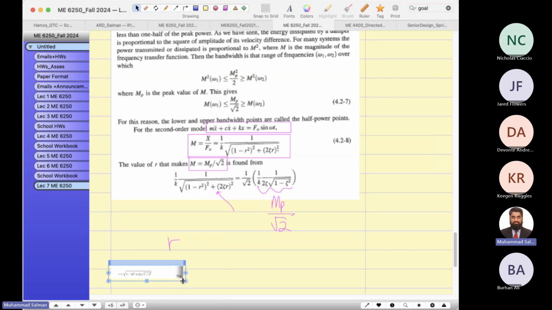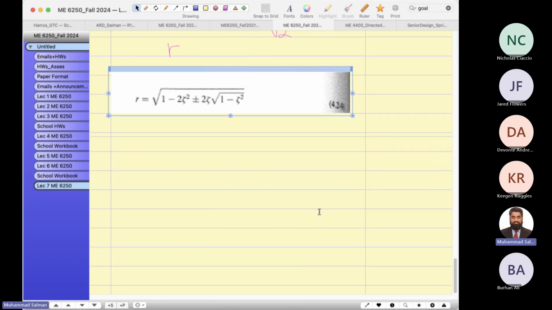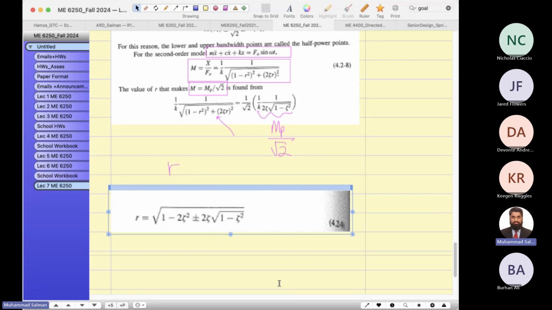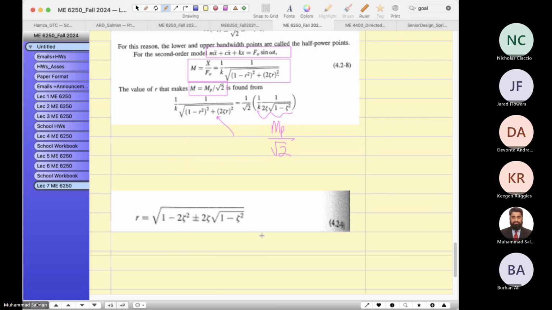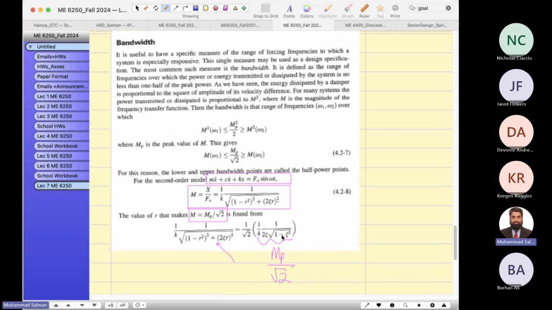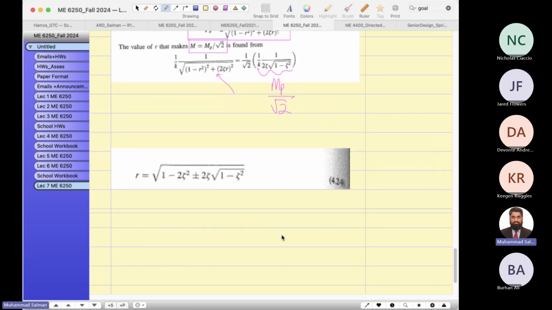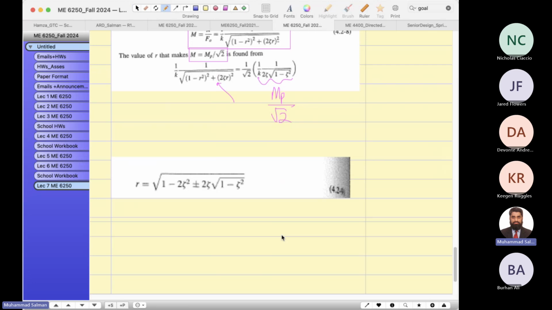So the main idea is that if you give this forcing frequency with the r value given in this formula, then the frequency has this bandwidth. The amplitude ratio would be Mp over square root 2 at that point. So this formula will help you find the proper, acceptable range of the magnitude.